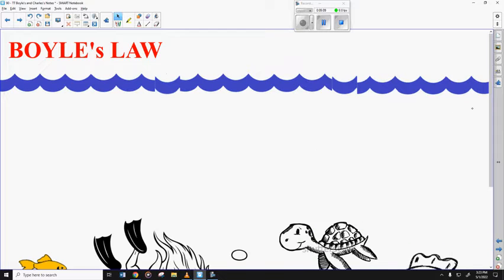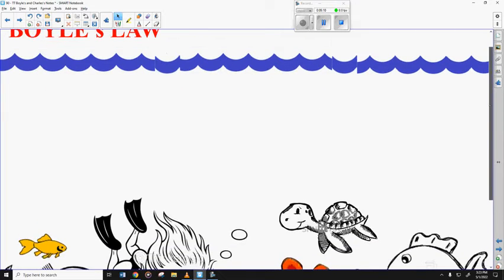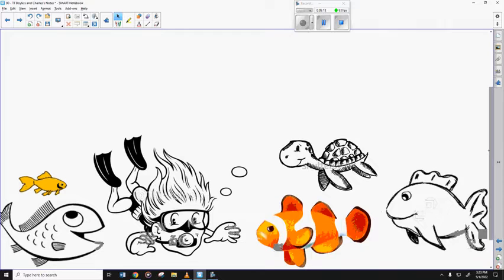Now, if we think about Boyle's law, it explains the relationship between pressure and volume. So here we've got this little kid swimming with all these cute little fish. Is that Nemo right there? Who can say? But he's snorkeling, and he blows bubbles.